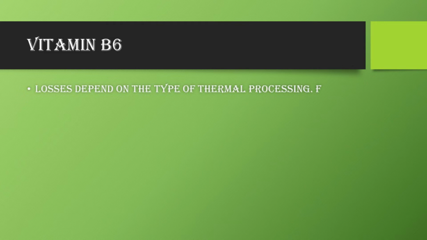Food canning results in losses of vitamin B6 of 20 to 30%. Milling of wheat may result in losses of up to 80 to 90%. Baking of bread may result in losses of up to 17%.